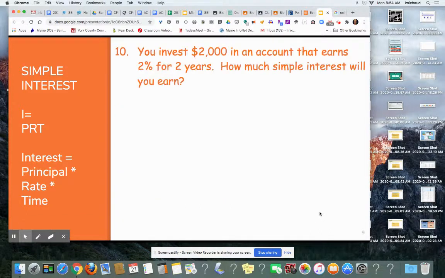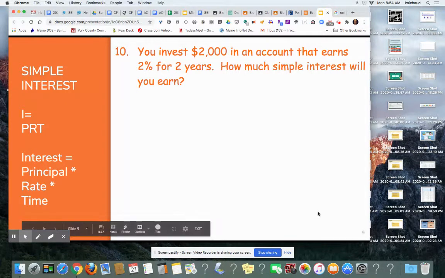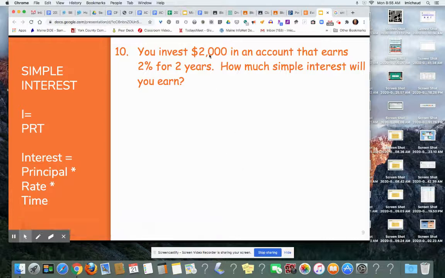Okay, so let's do this last one. You invest $2,000 in an account that earns 2% for 2 years. How much simple interest will you earn? Remember to apply the simple interest formula. Interest is equal to the principal times the rate times the time. What is the principal? 2,000. What's the rate? 0.02 for 2%. And what's the time? 2 years. So you multiply those 3 items and your answer should be $80.